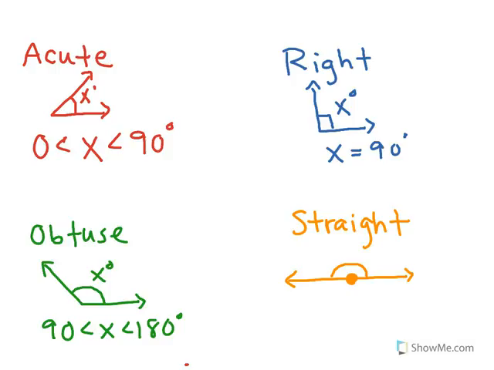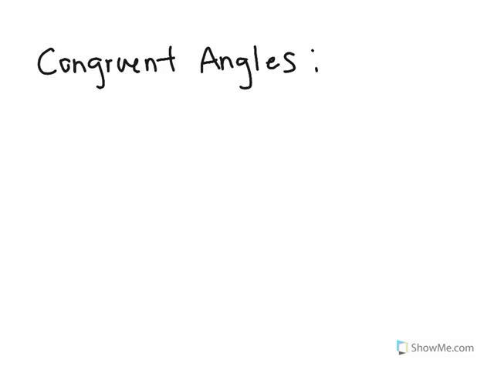And then the last one that we have is called a straight angle. And this is kind of like a right angle in that it has to be exactly equal to a degree measure. In this case, 180 degrees. Okay, so then what does it mean for angles to be congruent? Hopefully you've heard this word before. In this particular case, it means that they are angles with the same exact measure.